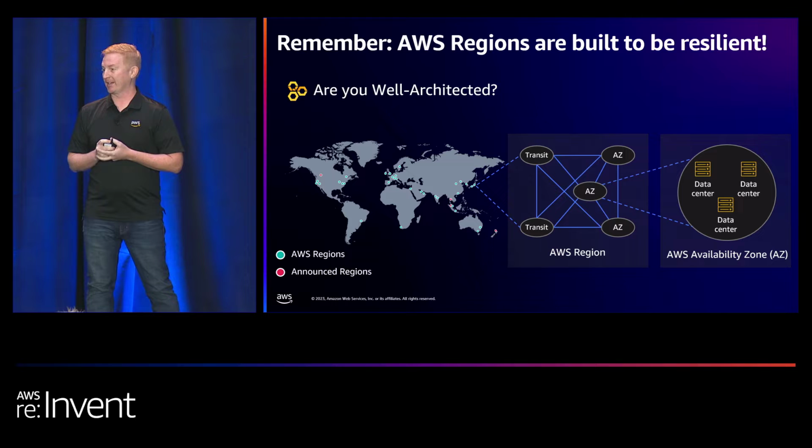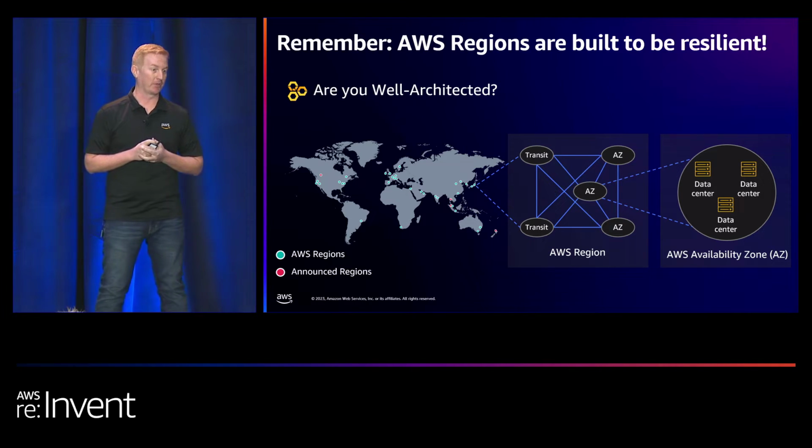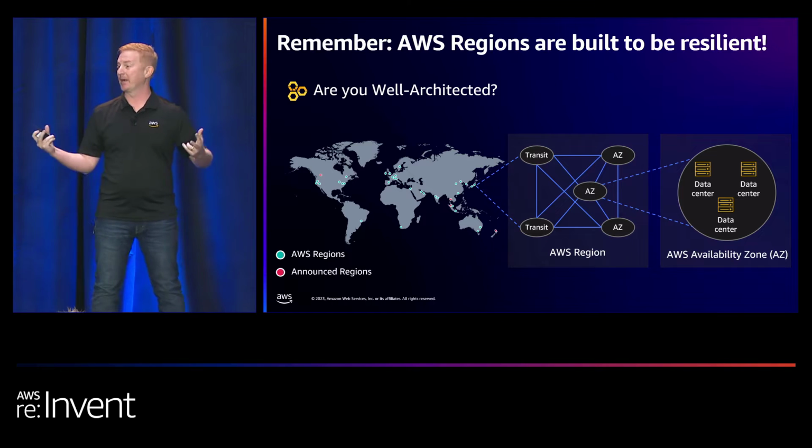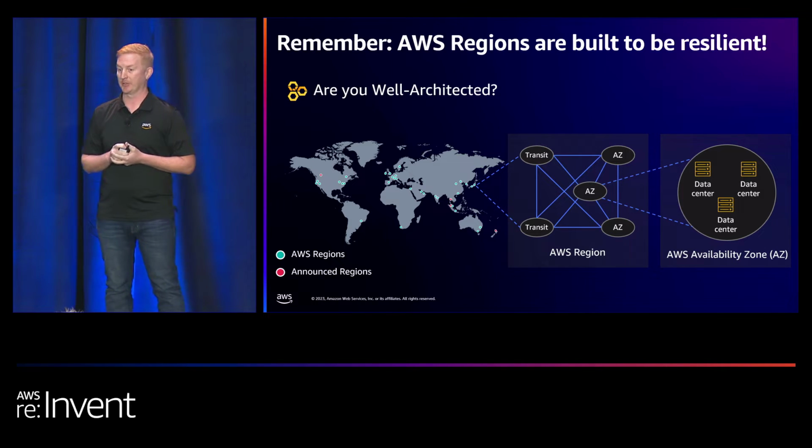Because if you're not well-architected in a single region, going multi-region might not help. It could actually make things worse, for example, by extending problems, operations, and dependencies across multiple AWS regions.